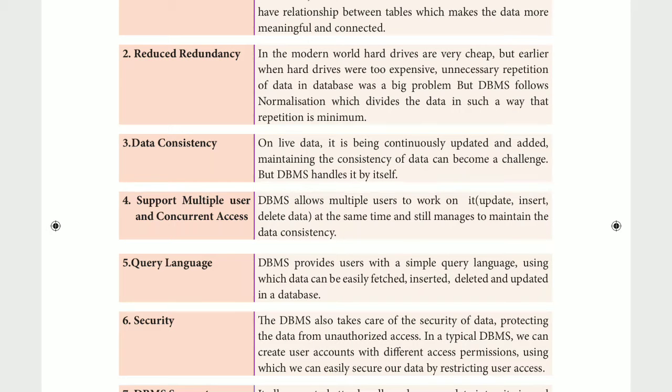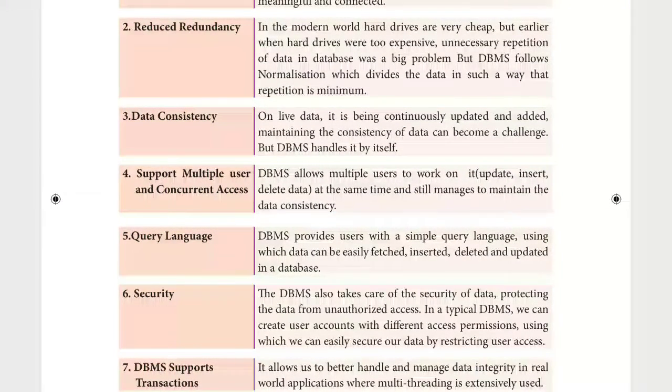Next is support for multiple users and concurrent access. This RDBMS supports different types of users, so many users can access data, and simultaneously they can access a single piece of data. Say for example I'm accessing a database, and at the same time my team member can also access the database simultaneously. If I make any change, then he would be able to see it. If he makes any change, then I would be able to see it.